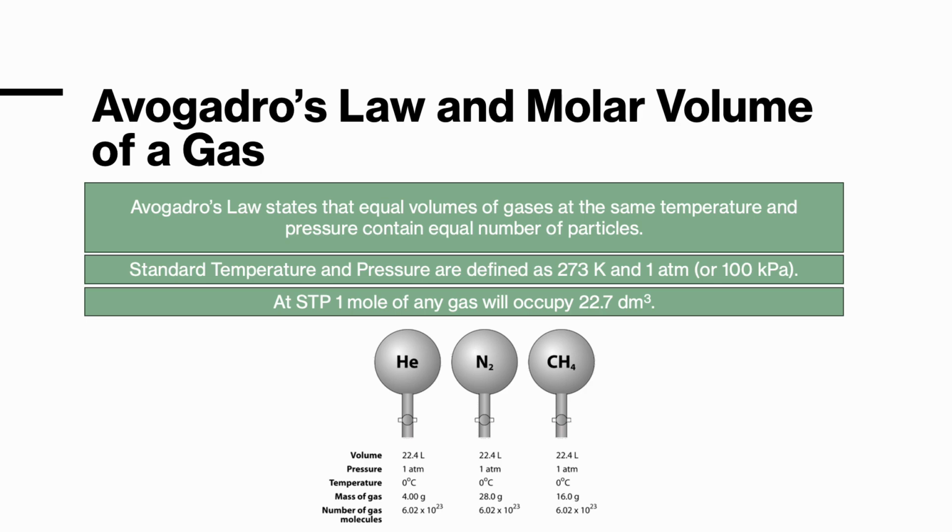Now this photo here shows this, although it does have volume of 22.4, but for IB the value is 22.7. So essentially what this is showing is that 1 atmospheric pressure at STP conditions, no matter what gas it is, they will have equal volumes and equal number of particles. However, the mass of the gas inside will not be the same. For helium, the mass of the gas is 4, whereas nitrogen is 28, and methane is 16.